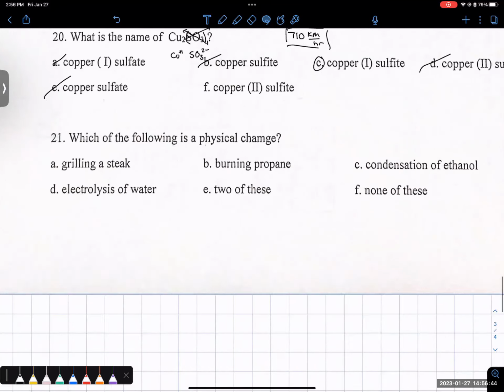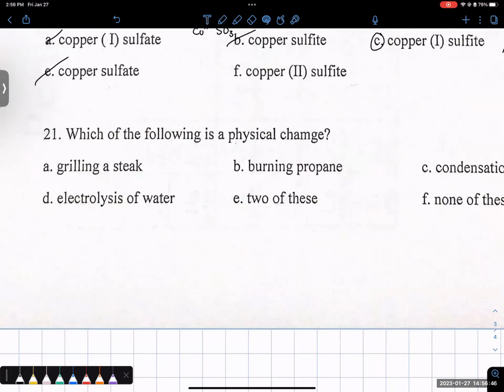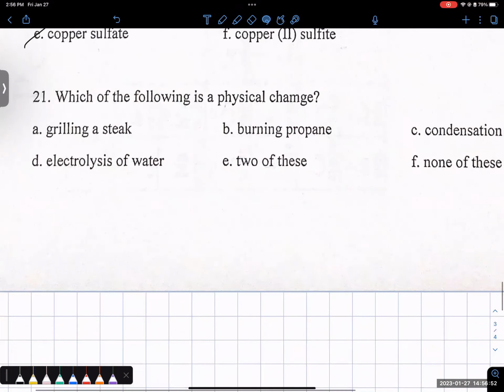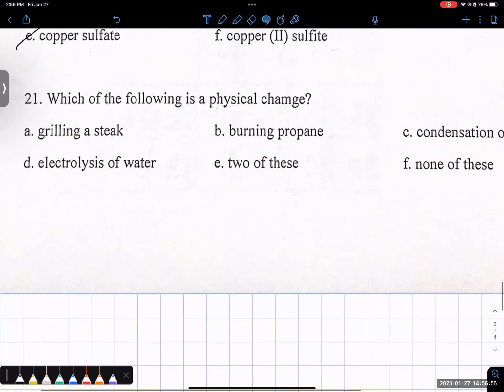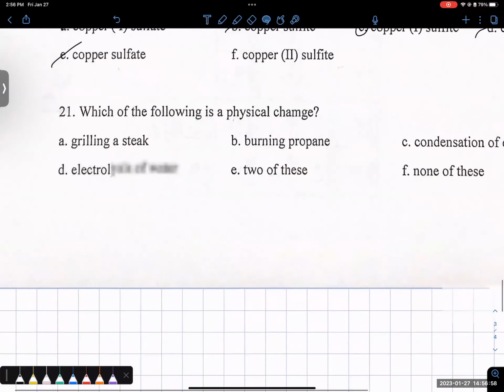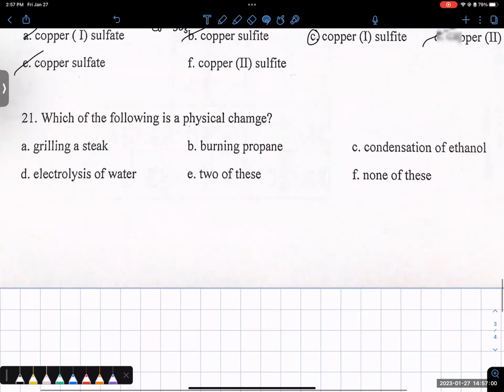All right, last one. Which of the following is a physical change? What we're going to do to see which of y'all have a misunderstanding is, I'm just going to say, raise your hand if you think this is a physical change, and we'll just go through them, okay?